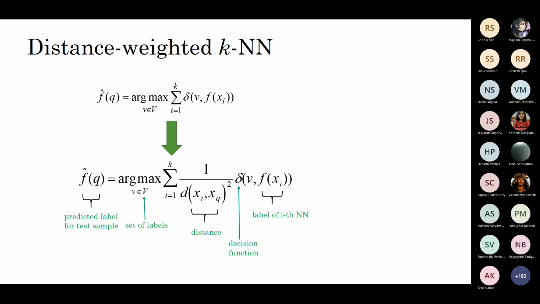Is that f hat on the left hand side a vector, sir? No, this is not a vector. This is the predicted label for the test sample. Why is that hat symbol on the top? Oh, the hat basically means you are estimating this. That's what you are predicting. This is not the true label, but the predicted label. In machine learning, you always use this hat notation for prediction.